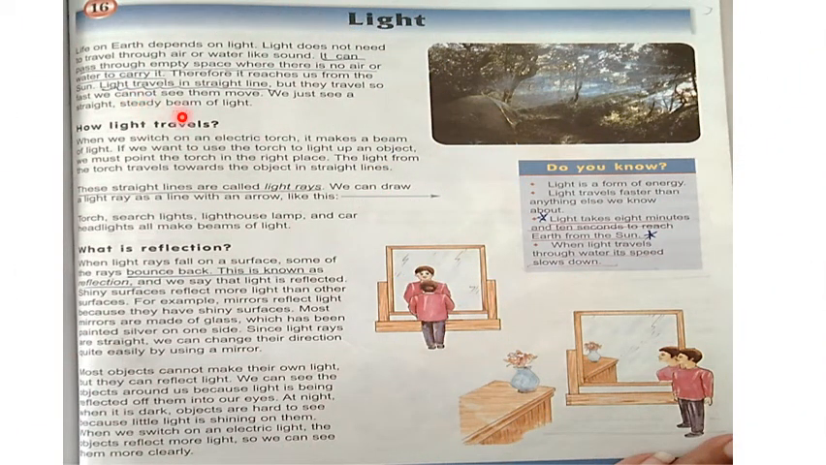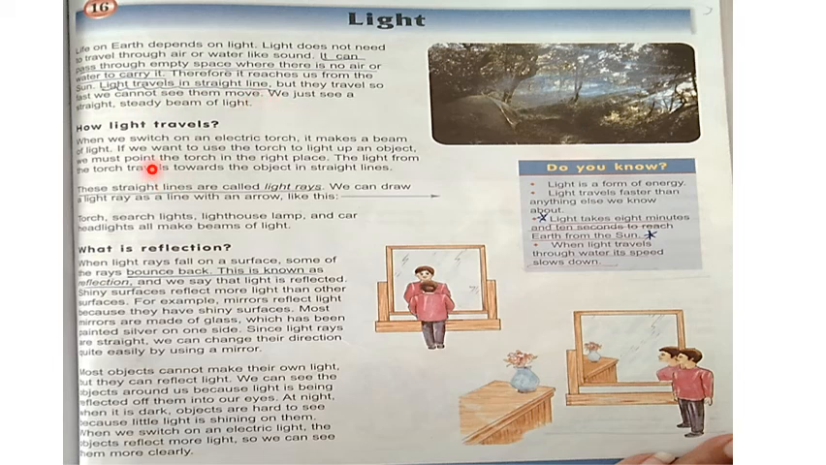Now here is the page of your book, that is page number 130. Here you can see the important lines. Okay, we are going to read them out. Life on earth depends on light, as we had discussed. Light does not need to travel through air and water like sound, and it can pass through empty space where there is no air or water to carry it. Therefore, it reaches us from the sun. One main thing you should know here is that light travels in a straight line.